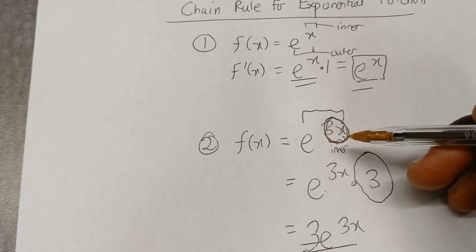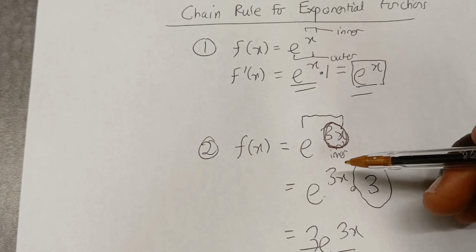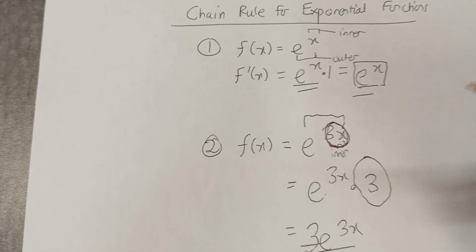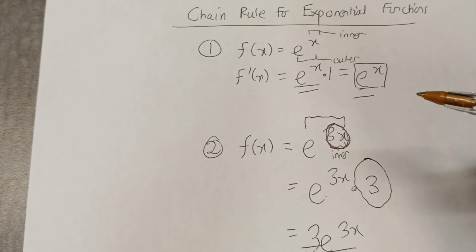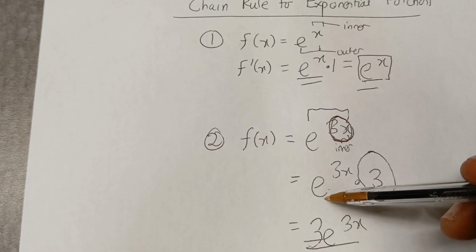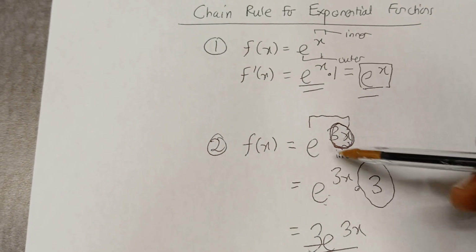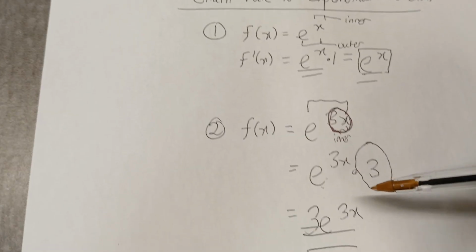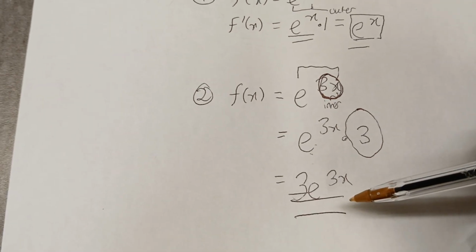Remember what I said, when you're taking the derivative of the exponential, it's just going to be the same function times the inner function's derivative. So we have e to the 3x reappearing times the derivative of the inner function, which is 3. And your final answer is 3e to the 3x.